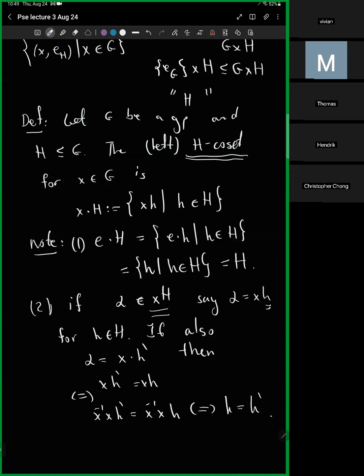It's the same, right? Because every element has a unique representation. All I did here is shift H by the element x. This shift is like all the xh. If h is different than h prime, then xh is different than xh prime. So it's exactly the size of H.